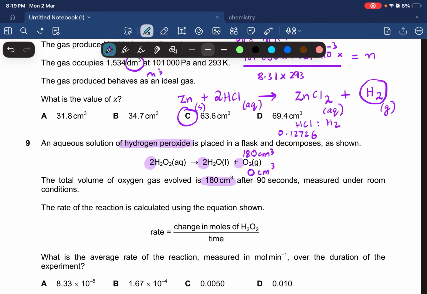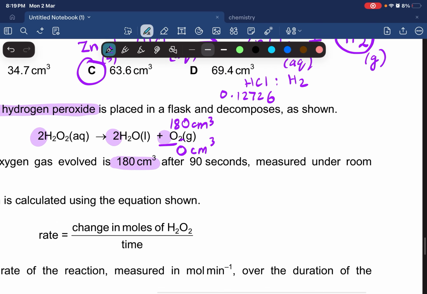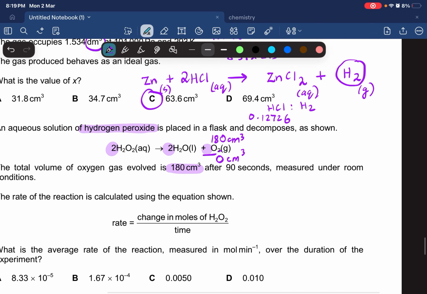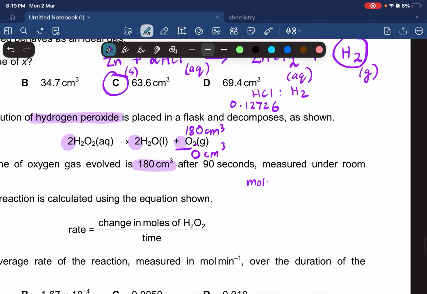So now we're going to calculate the moles of oxygen formed. How do we calculate the moles of oxygen? Simple, moles equals volume upon 24,000, because we're dealing with volume in cm cube. So 180 upon 24,000, and we get 0.0075 moles.